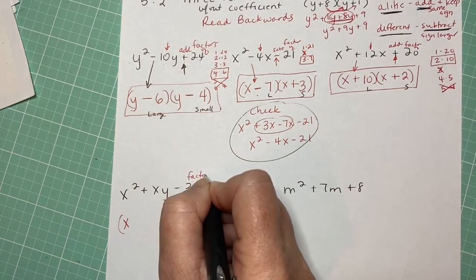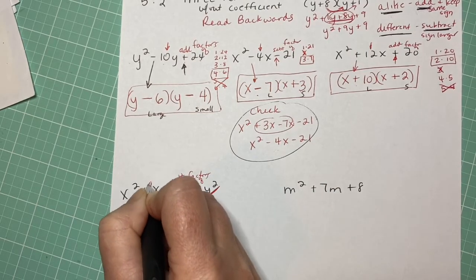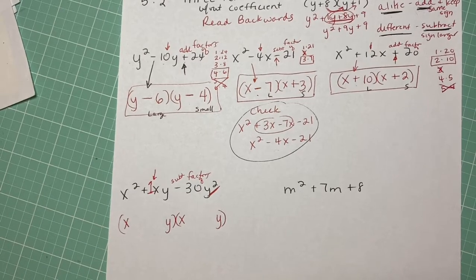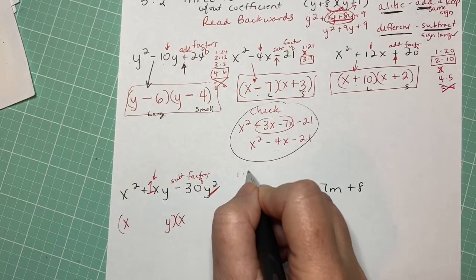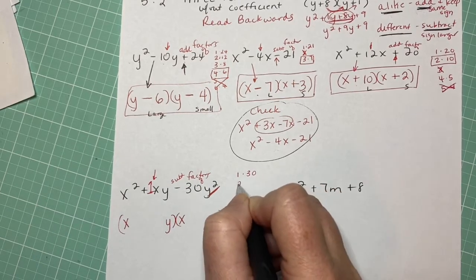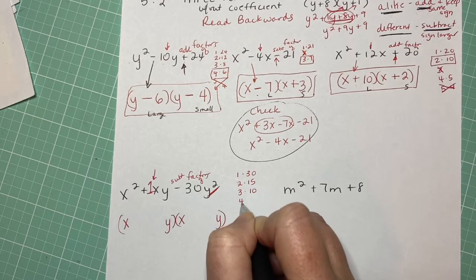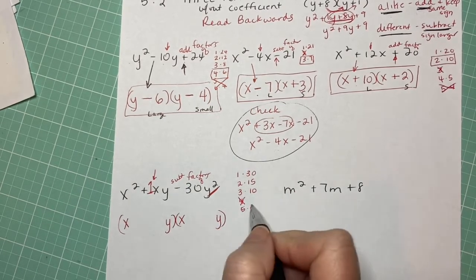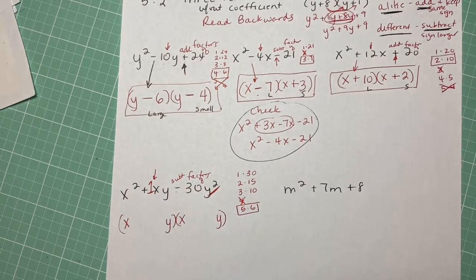I want factors of 30 that subtract. This doesn't have a number, so it's the number 1. So I need factors of 30 that subtract to be 1. Again, if you know what it is, just jump right in. But if not, let's list our factors of 30. 1 times 30, 2 times 15, 3 times 10, 4 won't work, 5 times 6. And you see that's the one that subtracts to be 1.